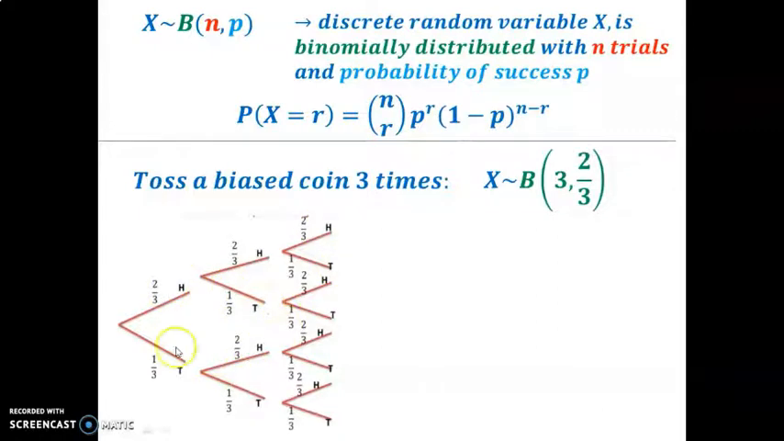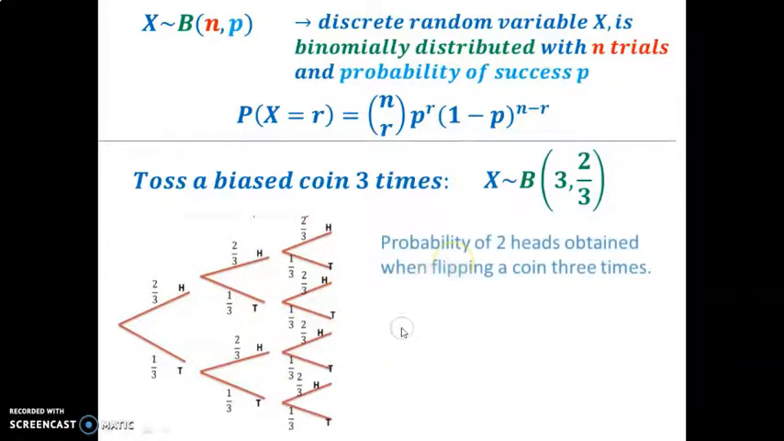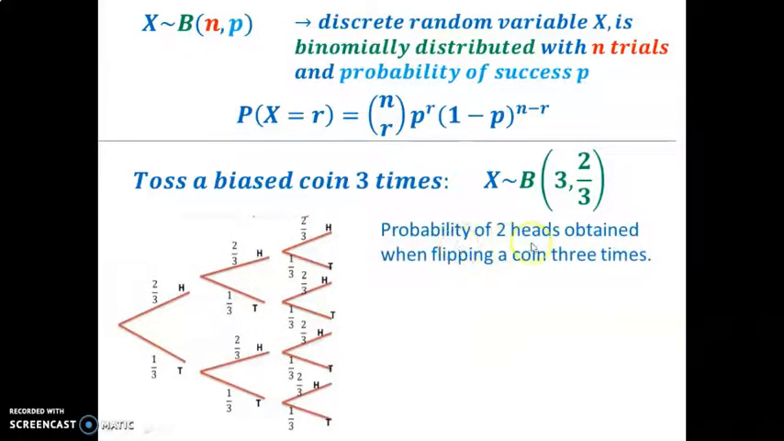So here's our tree diagram for that, and let's say we were asked to find the probability of 2 heads obtained when flipping a coin 3 times. We could of course draw the tree diagram like we did, find the paths, multiply everything, but the whole purpose of the binomial distribution formula is that it allows us a shortcut. Imagine we had a giant tree diagram. We wouldn't want to do this by hand, drawing it and calculating every path.